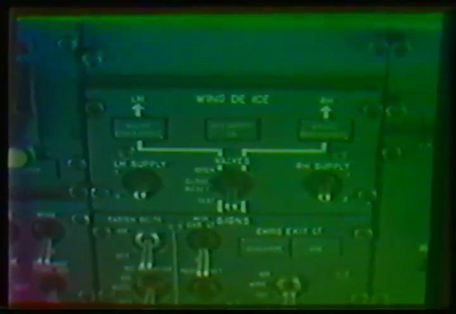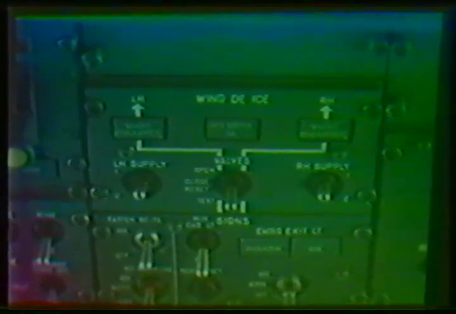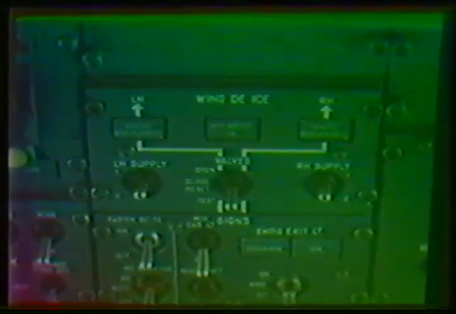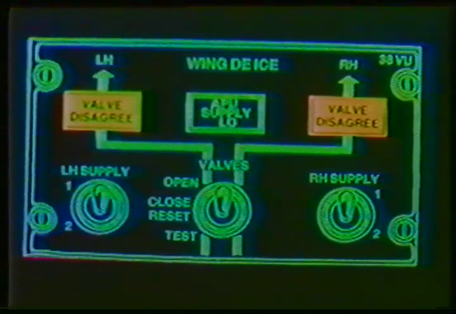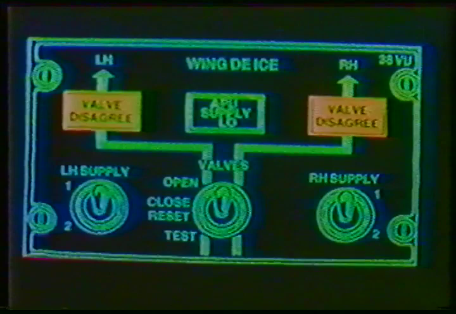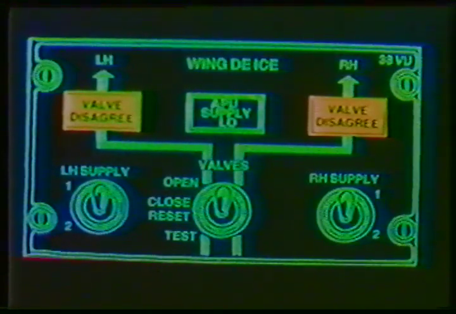The test position, which is spring-loaded to close reset, will open all 4 wing de-ice valves for a maximum of 10 seconds for a ground test. The valve's disagree lights illuminate when the valves are in transit. If the valve position disagrees with the switch position for approximately 3 seconds, it will cause the de-ice light on the master warning panel to illuminate along with a single-stroke chime.